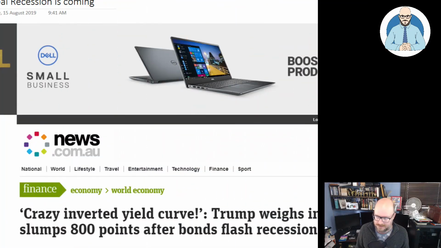Here with my trusty stein of coffee, and I thought today we would look at the question of whether a global recession is inevitable. This is an article from news.com and it's discussing the inverse curve, the 10-2 spread from different bond yields. Now, there's a fair few things to discuss here, so let's just jump right in.